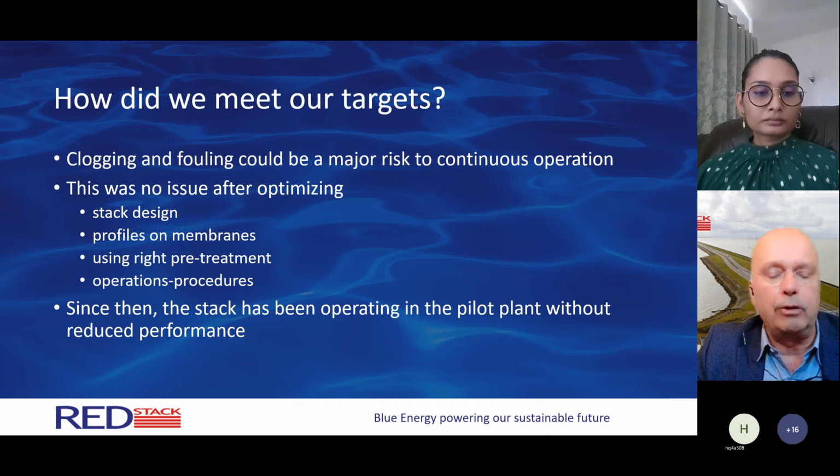We got rid of the so-called spacers in between the membranes, which is the standard for desalination, but that was creating too many problems from clogging, fouling, and scaling. So we deleted this component and made profiles on the membranes, and in that way we solved the clogging and scaling issues. And of course, we also worked on the pre-treatment, how to remove the algae and sand to prevent it from coming into the membranes. And we designed operating procedures to make sure that the stack will not get clogged and fouled. It took a lot of effort, but now we can say, yes, it works.